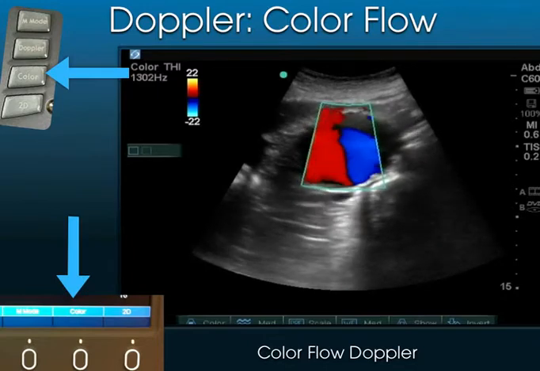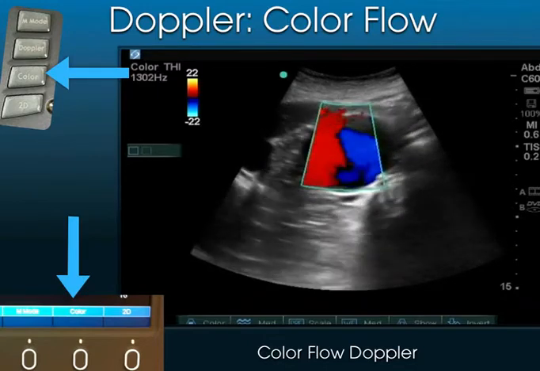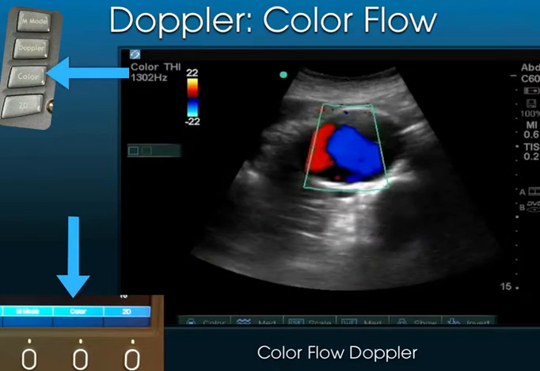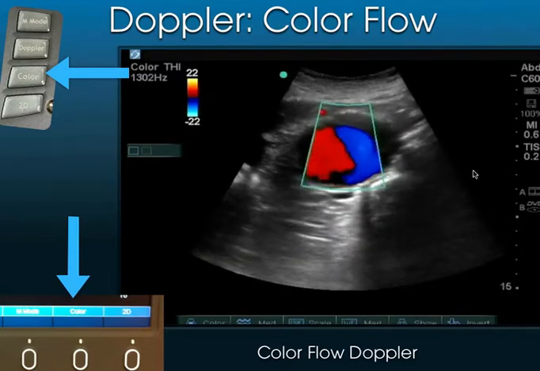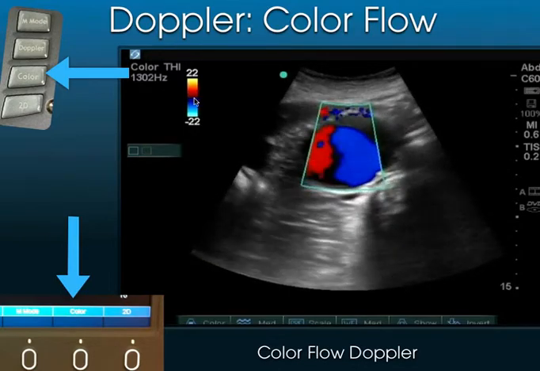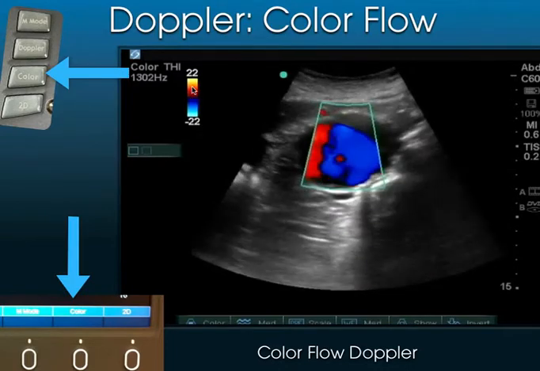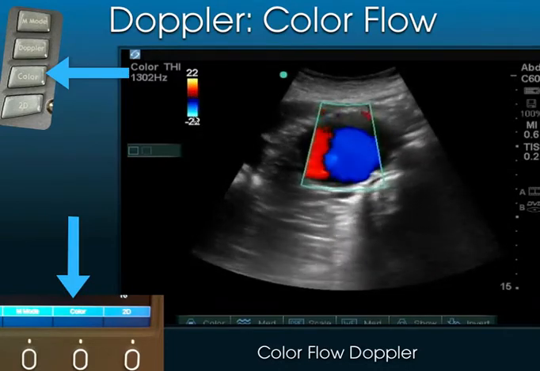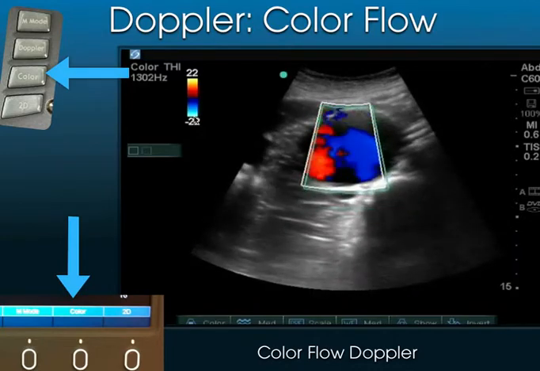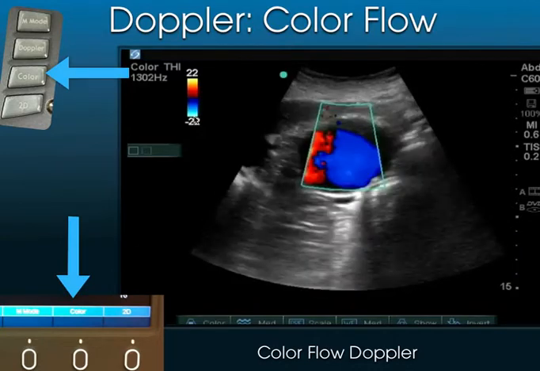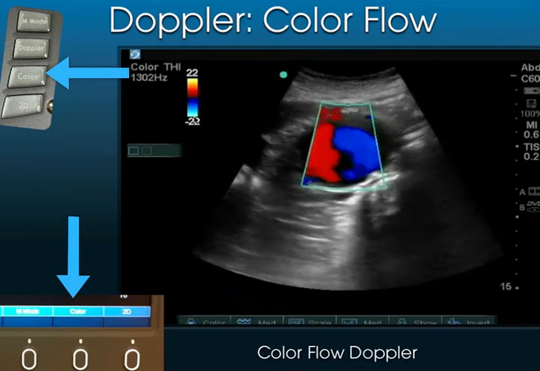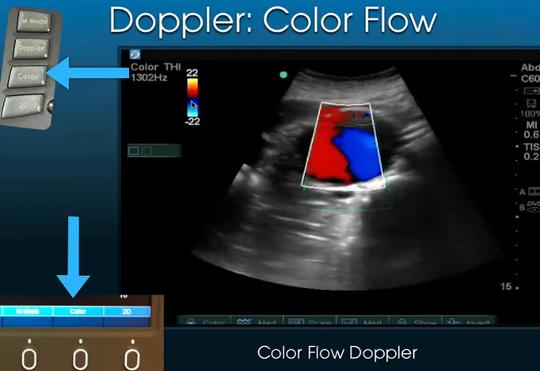Now, you may remember we talked about Doppler. I'm going to bring this up again because it's important with the valves. So remember with Doppler that you've got this scale here. What this means is the red is towards the transducer and blue is away from the transducer. And so as another way to think about this is BART, blue away, red towards.